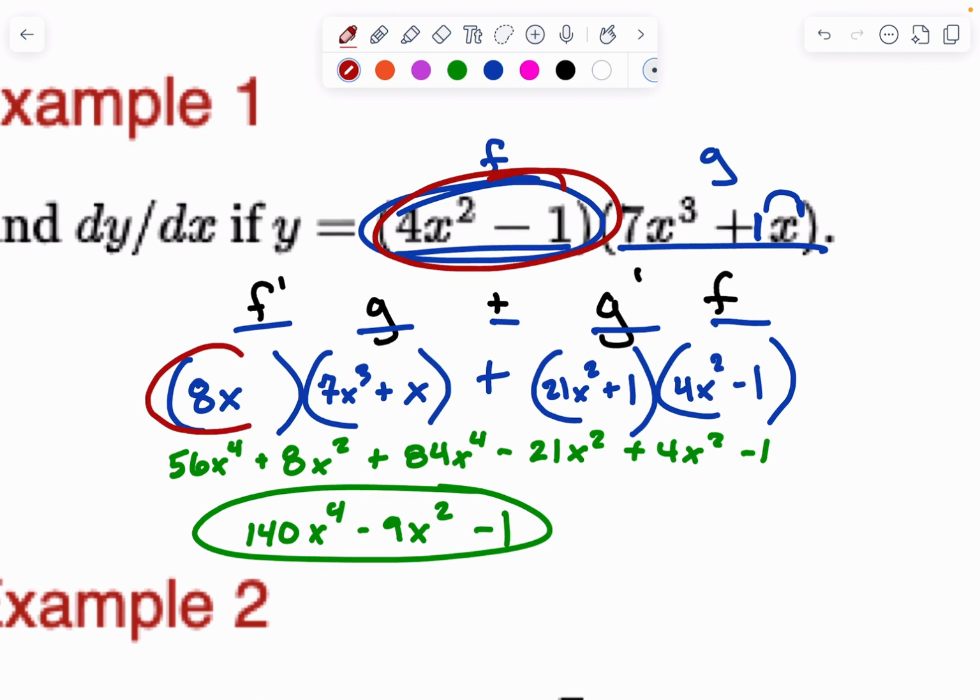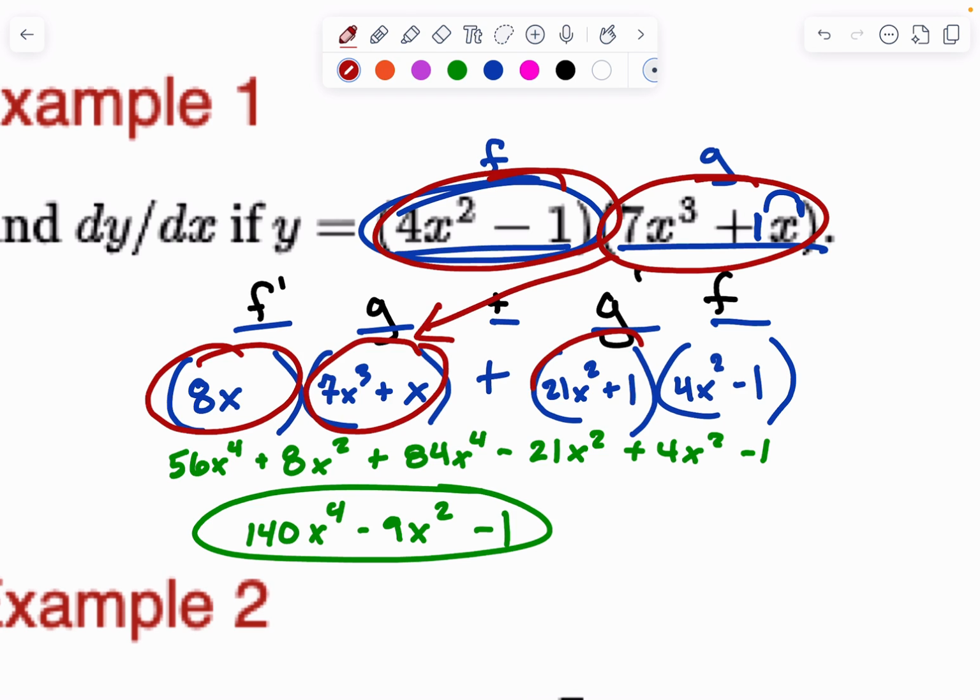4x squared minus 1 is 8x. And then just G, we just plop it in that spot. G prime, the derivative of 7x cubed plus x, is 21x squared plus 1. That x turns to 1 when you take the derivative, and then you just plop F in that spot, okay?